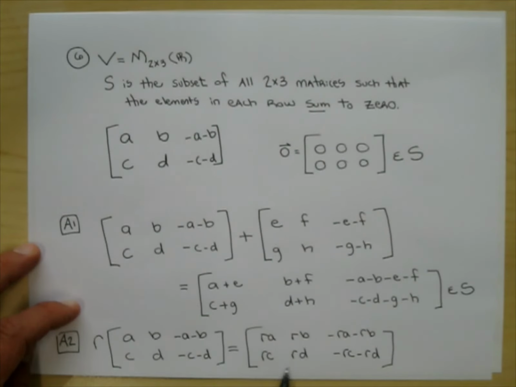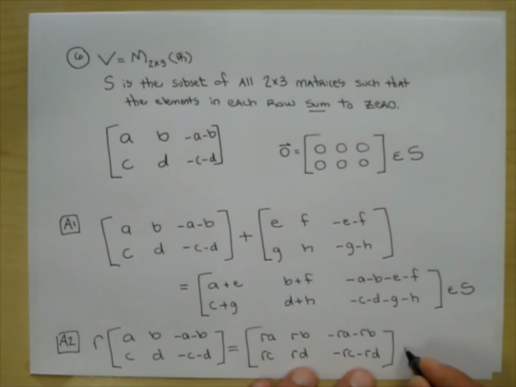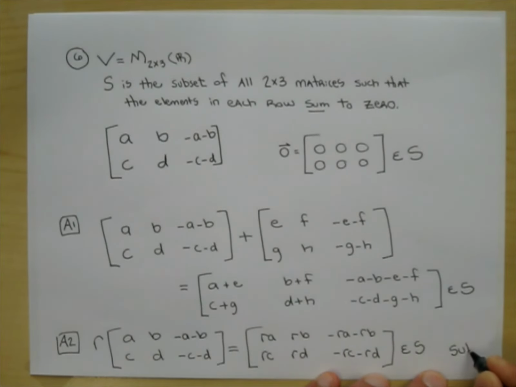And looks like the bottom row sums to 0, so this is an element of the party circle, which means S is a subspace.